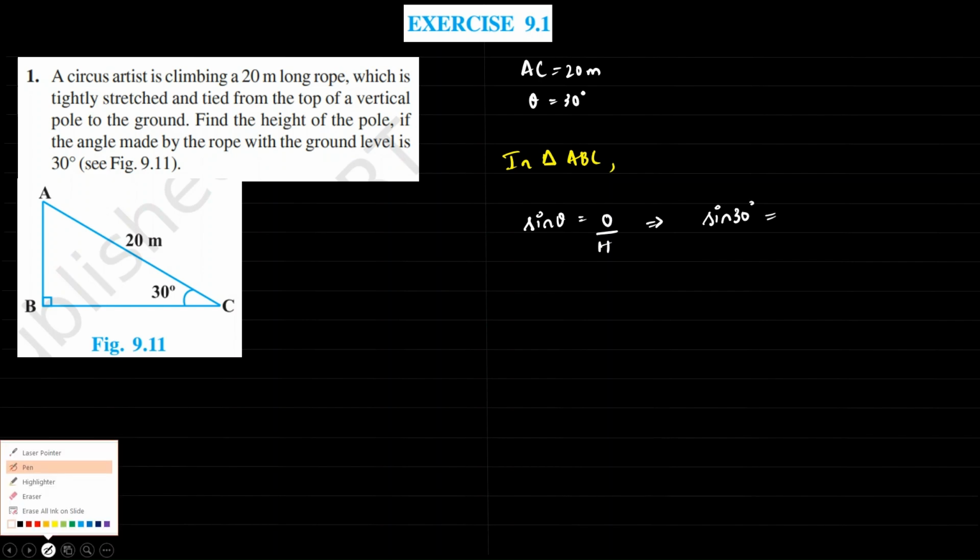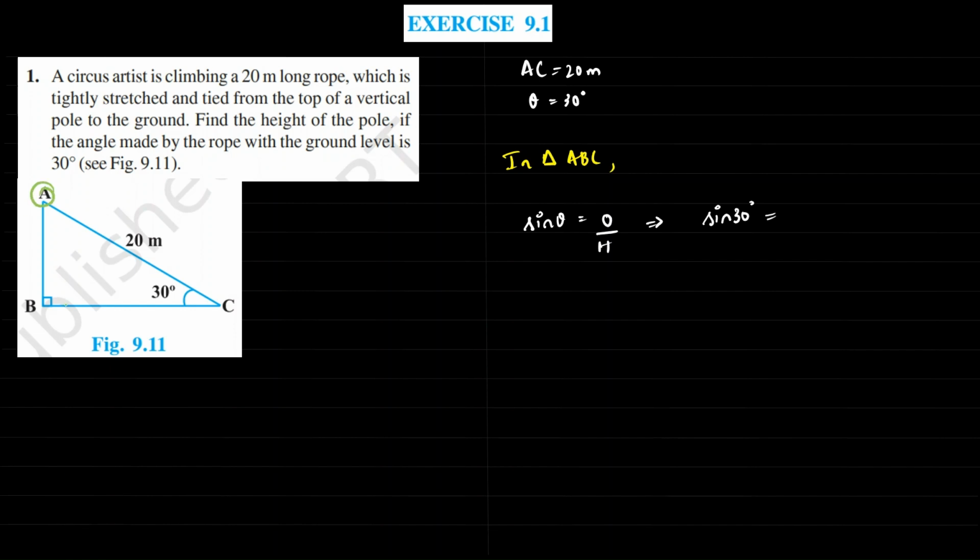For 30 degrees, the opposite side is AB, isn't it? So I can write down AB over here divided by H. H is the hypotenuse. Hypotenuse is the side opposite to the perpendicular degree. So it is going to be AC. And instead of AC, I can write down 20 meters.